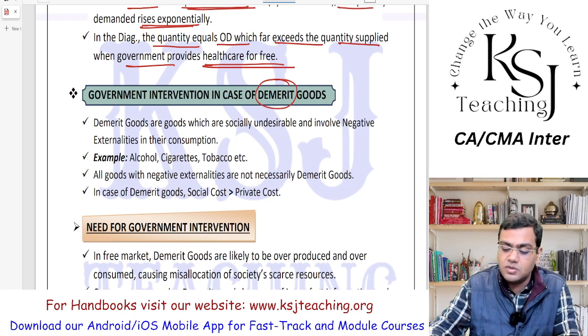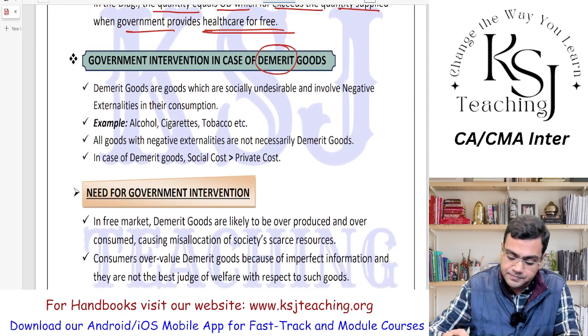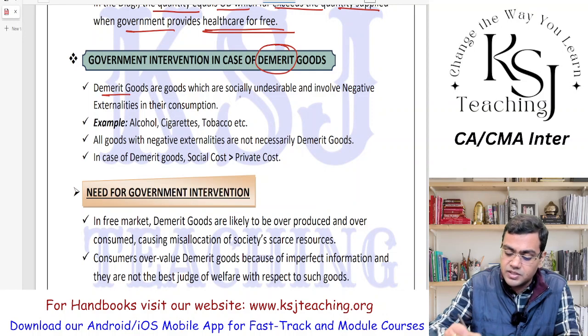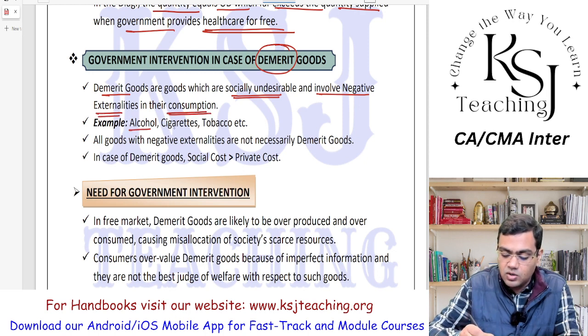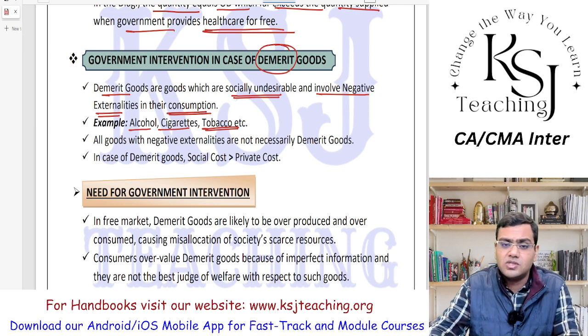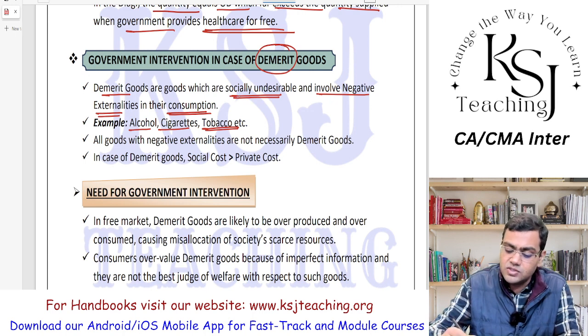What are the demerit goods? We need to understand that. So demerit goods are the goods which are socially undesirable and involve negative externalities in their consumption. Example, alcohol, cigarettes, tobacco. These are not socially desirable. The society must not be having these goods, right? Which is not in favor of societal welfare. That is known as socially undesirable goods, and they involve negative externalities.